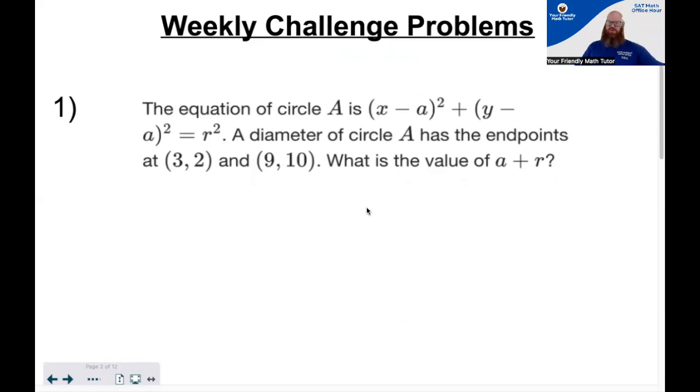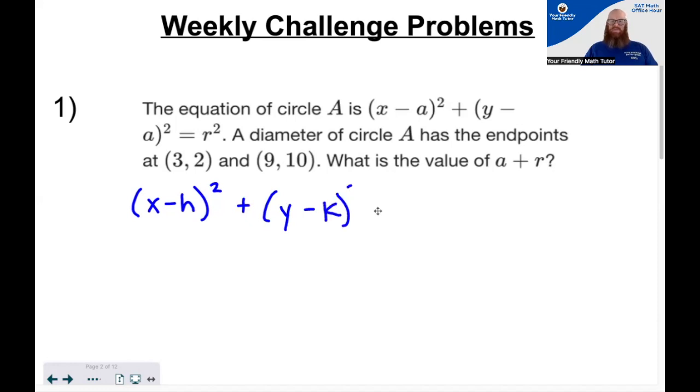So if we take a look at this first one, we've got the equation of a circle, and they give us the diameter endpoints. And we want to know the value of a plus r. So one thing we should know is that the equation of a circle is (x minus h) squared plus (y minus k) squared is equal to r squared. And notice that this is very similar. So all they're really doing is saying that number one, h and k are equal. They're both equal to a.